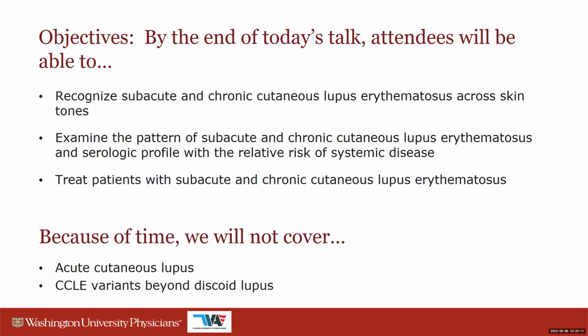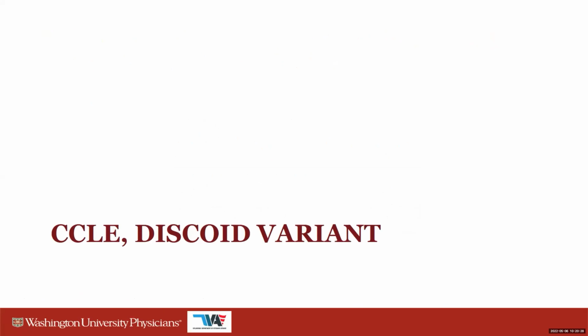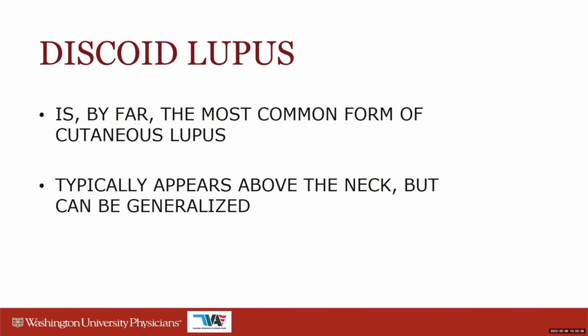So by the end of today's talk, we hope that you are able to recognize subacute and chronic cutaneous lupus, examine the patterns of these and correlate with the serologic profile, and then treat the conditions, as we've already said. But because of time, we're not going to cover acute cutaneous lupus or other variants of chronic cutaneous lupus beyond discoid. So I'm going to hand the baton over to my colleague, Joe. Thank you, Lisa. And you can proceed to the next slide if you would.